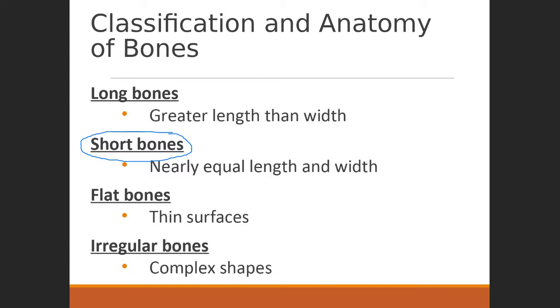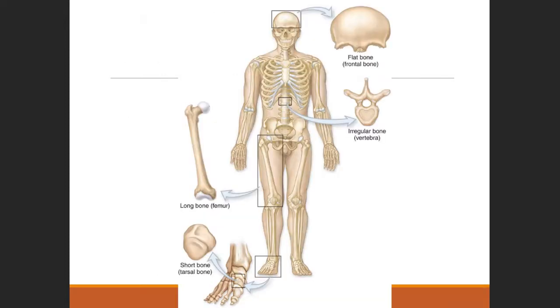Think about the carpals that make up the wrist as being a good example of a short bone. Many of the tarsals that make up the foot, the cuboid, the cuneiform. Flat bones, again, are not meant to imply that they're flat. It's more so an indicator of a consistent thickness. So here on the diagram, we have the frontal bone.